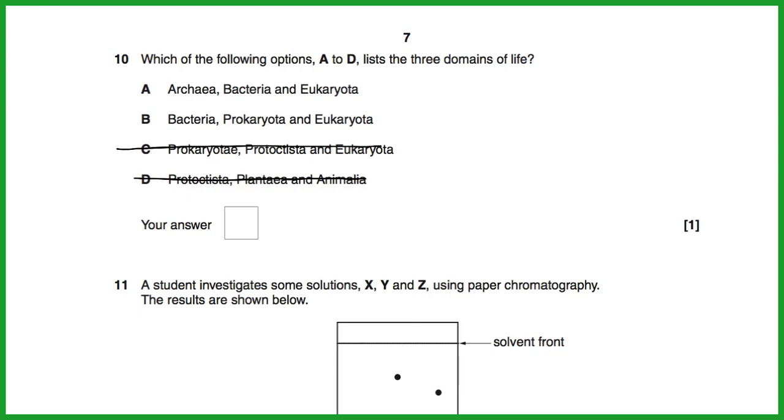And the answer is A, because the archaeans are a domain of life, as are the bacteria, as are the eukaryota. So the answer is A.